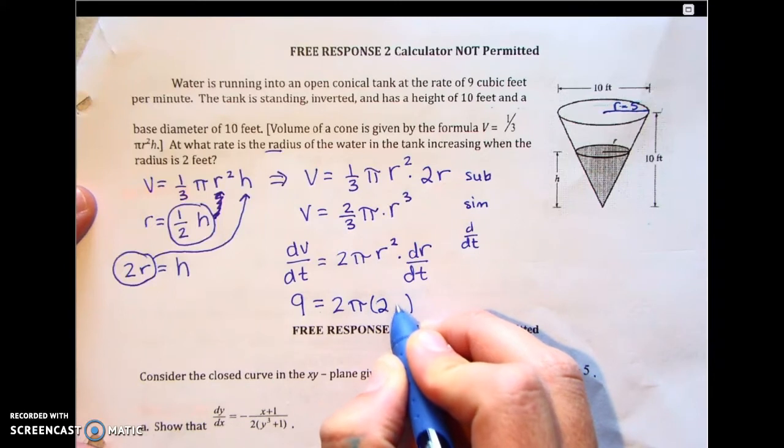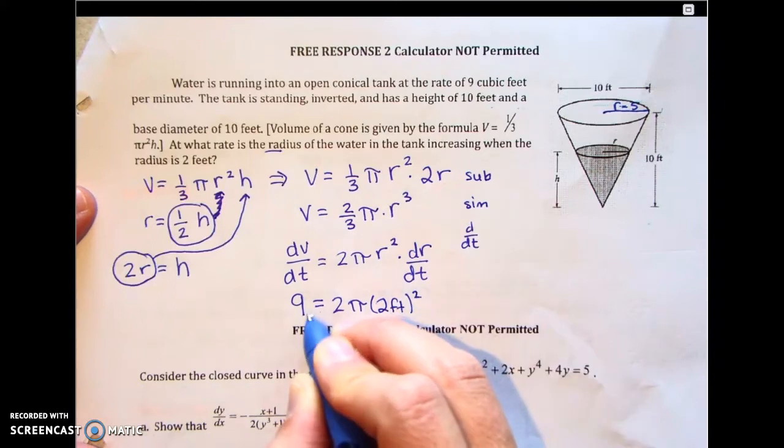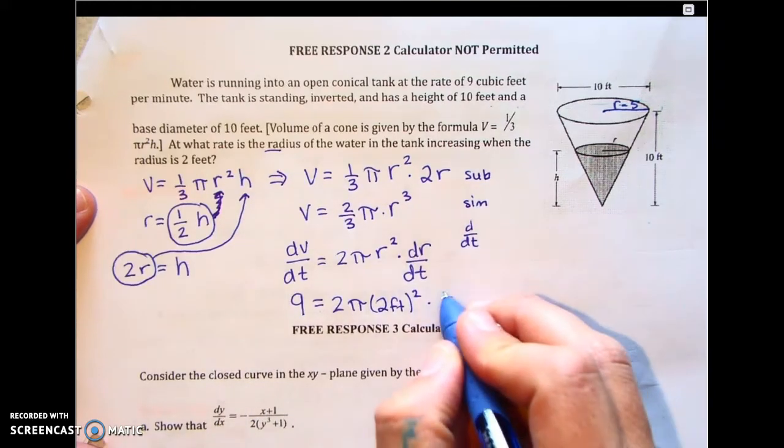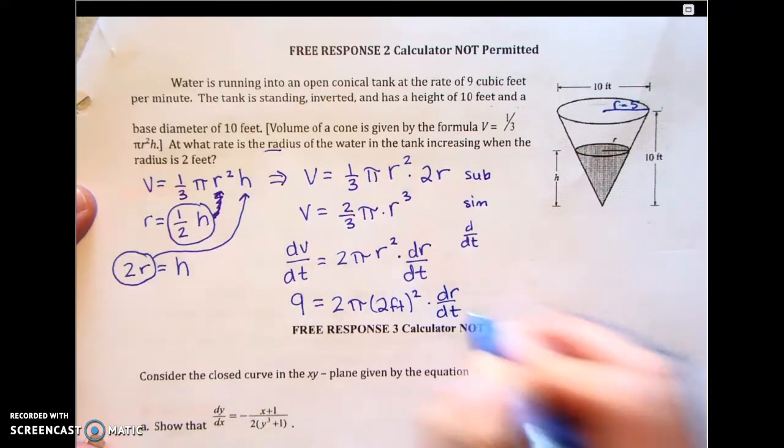So I encourage units, but I forgot about them over here. My apologies. And are we trying to find the rate of the radius? Good. So we're trying to find dr/dt.